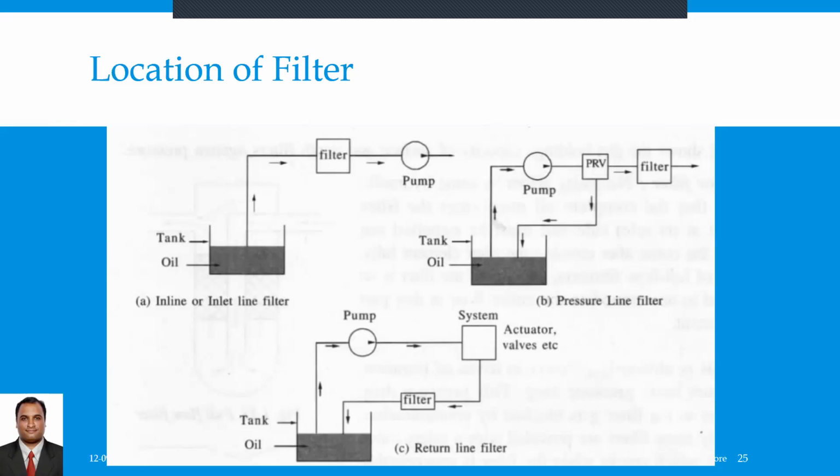Then coming to return line filters, these are those which filter the oil returning from the pressure relief valve or from the system actuators to the tank. It is placed before the tank. They may have a relatively high pressure drop and hence can be of fine mesh. These filters have to withstand only low pressure, and protect the tank and the pump from contamination.